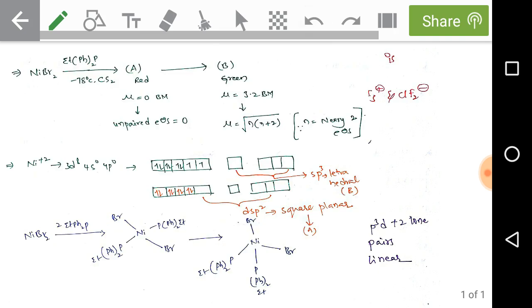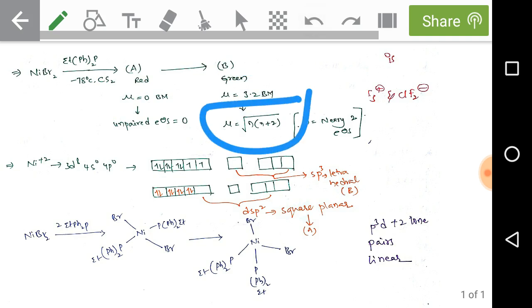Right, first thing, just write the given information. So we have nickel bromide, which reacts with ethyldiphenylphosphine, and results in product or complex A, which is red in color with a magnetic moment value of 0. By looking at the mu value of 0 Bohr magnetons, we know that the complex has 0 unpaired electrons. Okay, now from the red compound it produces complex B, which is green in color and exhibits a mu value of 3.2 Bohr magneton.